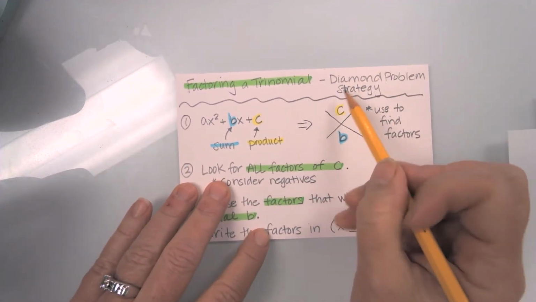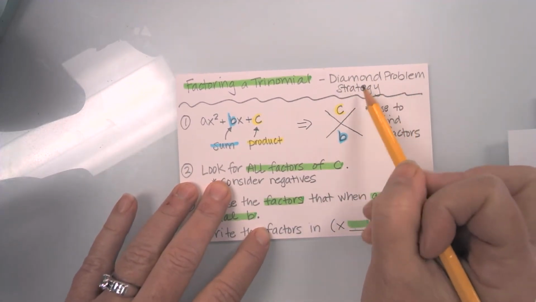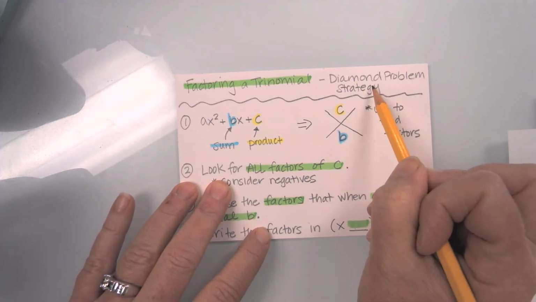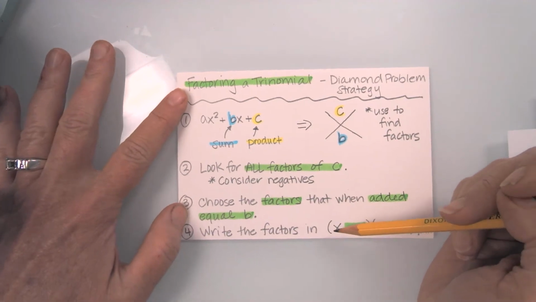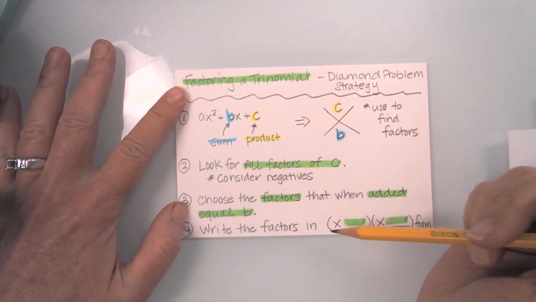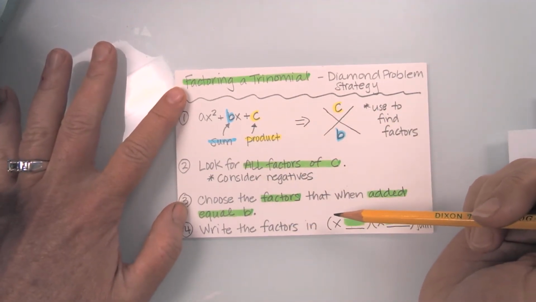One way that I do this is to use my diamond problem strategy. So I'm going to teach you the diamond problem strategy today. Notice I have a flashcard. If you need to pause and put this on a note card yourself, or if you want to put it into your notes, you can do that.